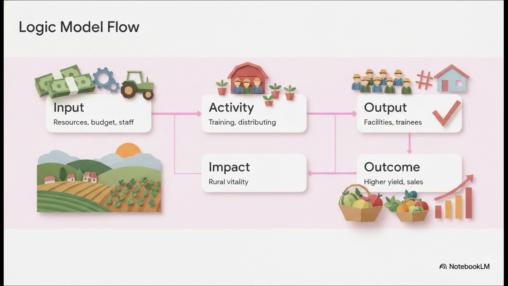To evaluate effectively, policymakers use the logic model flow. It breaks down exactly how we measure an intervention. You start with inputs, the money and staff you dedicate. That funds activities like running a new training program. Those activities produce outputs, like say 100 farmers completing the course. That leads to an outcome, like those same farmers increasing their crop yields, which ultimately drives the impact, the long-term revitalization of the rural economy. You have to measure that entire chain to know if the policy is actually working.